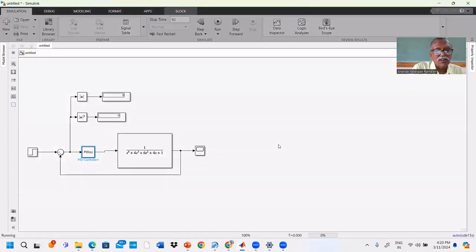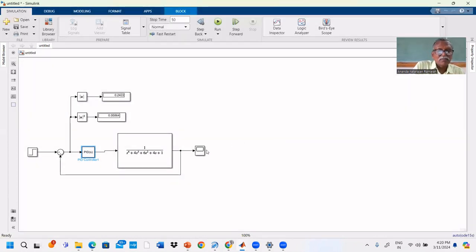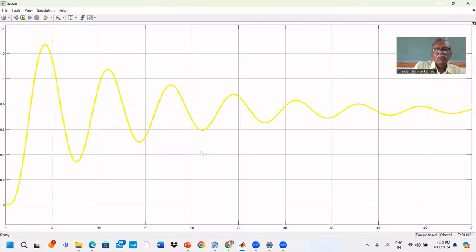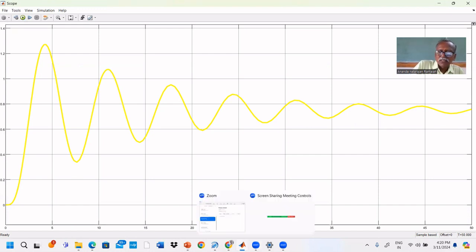Proportional only controller, definitely steady state error will be there. Where is it settled? Settled at 0.7. Steady state error is decreasing. As gain increases, steady state error decreases, but there is more oscillation. That is the only advantage.